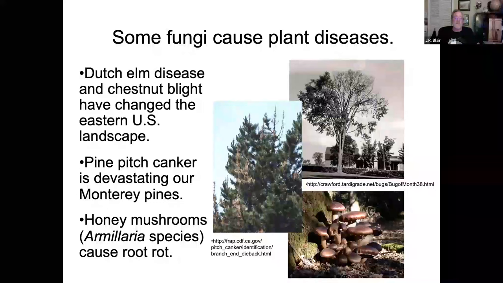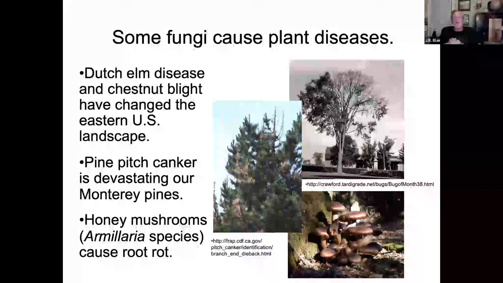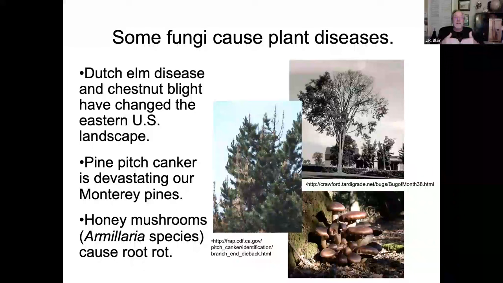By the way, I have a Dutch friend, and she wants me to tell you that the fungus did not come from Holland. It was actually first identified by Dutch scientists. So don't blame the Dutch for this disease. Closer to home, we have pine pitch canker.